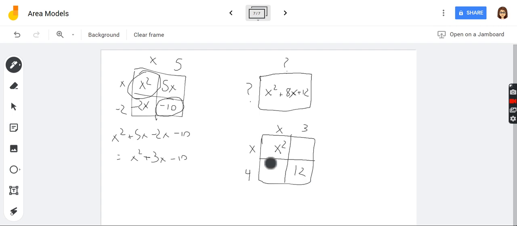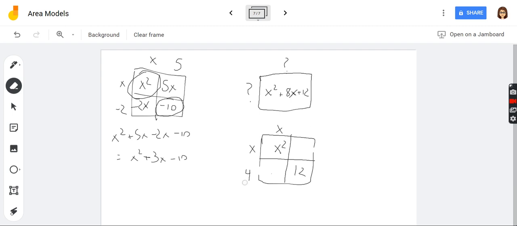Well, let's check if that's true. So this part's fine. This part's fine. Now let's multiply. The area of this one would be 3 times x, which is 3x. And the area of this one would be 4 times x, which is 4x. Now when I add these up, do I get the question that I started with? And I don't. I get 7x. So that means that this is not right. Those numbers, the 4 and the 3, are not right.